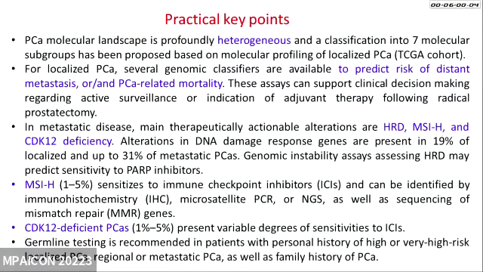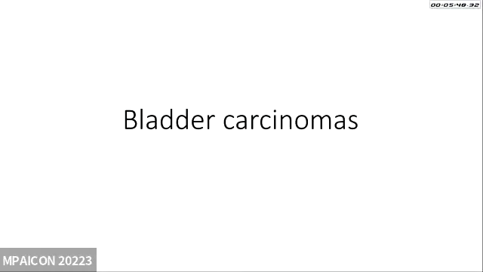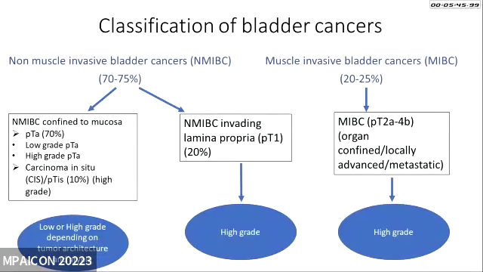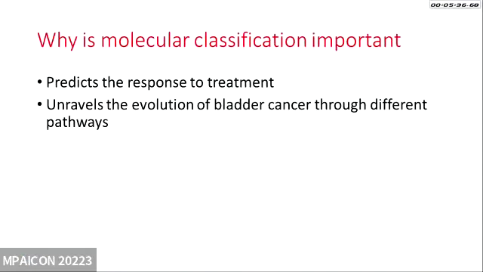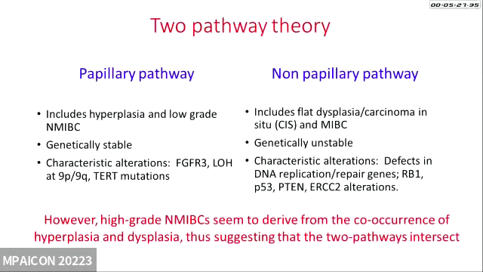So there are some practical key points: prostate cancer is heterogeneous, and the rest of the genes and events I already described. Let me go to bladder carcinoma. Here, traditionally, the pathologist describes bladder carcinoma as low-grade, non-muscle invasive, and muscle invasive. There is also a molecular classification, which is important because it predicts the response to treatment, and it unravels the evolution of bladder cancer through different pathways.